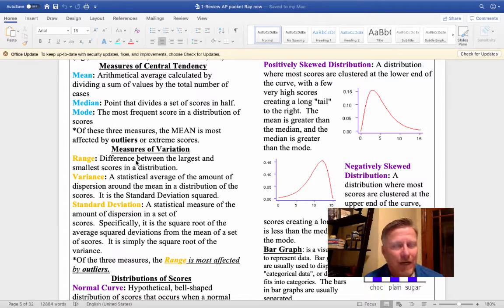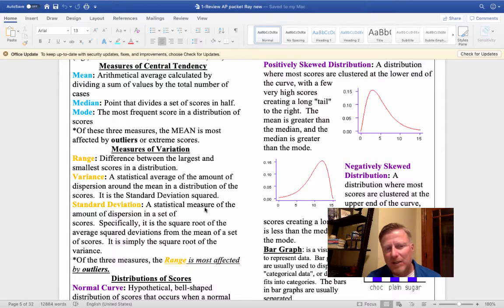So if you have IQ scores and the lowest is a 90 and the highest is a 120, subtract 90 from 120 and you have a range of 30. You're not going to get reference to variance here, but you might get reference to standard deviation, the average difference. You're not going to have to calculate it, but do know what it means.